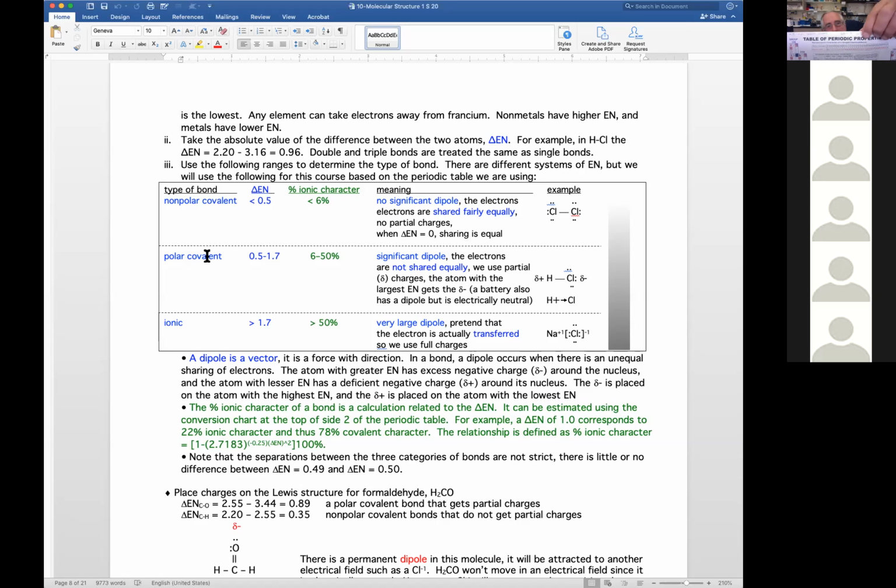Look at the very top of side 2. Hopefully you can see that. It says percent ionic character of a single covalent bond. So what you do is you take the difference in electronegativity, you go across the top, and you simply read down. So 0.5 electronegativity difference corresponds to 6% ionic character. If it's 6% ionic character, what is the other 94%? Covalent character.